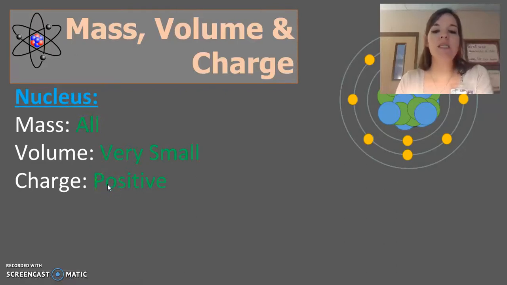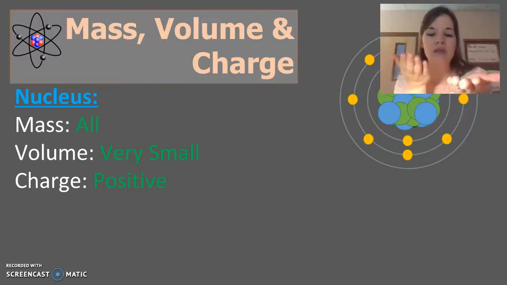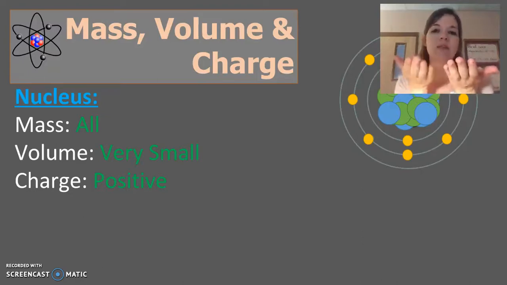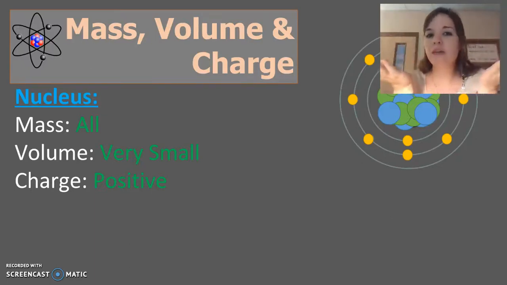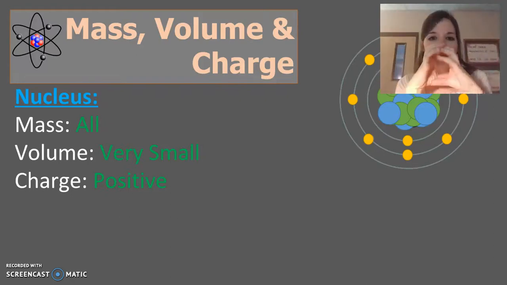It also has a positive charge, and here's why. You have positive protons on one side, and you have neutral neutrons. They can't cancel each other out because the neutrons don't have a charge. Because of that, your charge is strictly based on the number of protons. If you have 5 protons, you have a positive 5 charge. That is only true for the nucleus in the center.